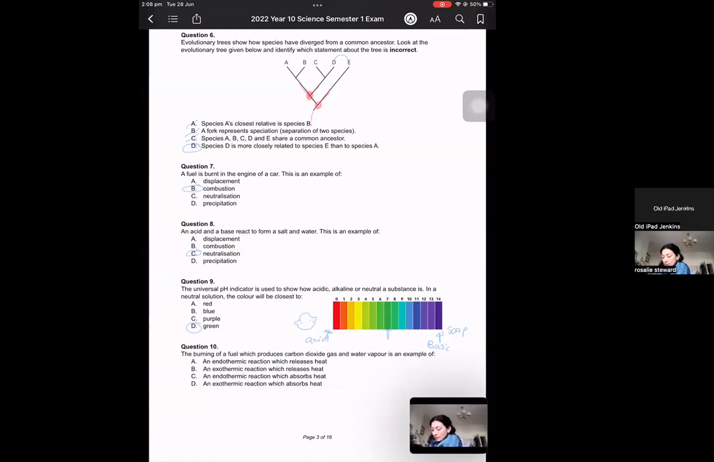Okay. The burning of a fuel, straight away it's combustion, produces carbon dioxide gas and water vapor is an example of. Okay. So we're not looking for a type of reaction here. We're looking for exothermic, etc. Exo, exiting, is releasing heat. Endo, into, is retaining heat or absorbing heat. We know when we're burning a fuel, that's producing heat. So we know we're looking for an exothermic reaction. An exothermic reaction releases heat, doesn't absorb it. Exo, release.